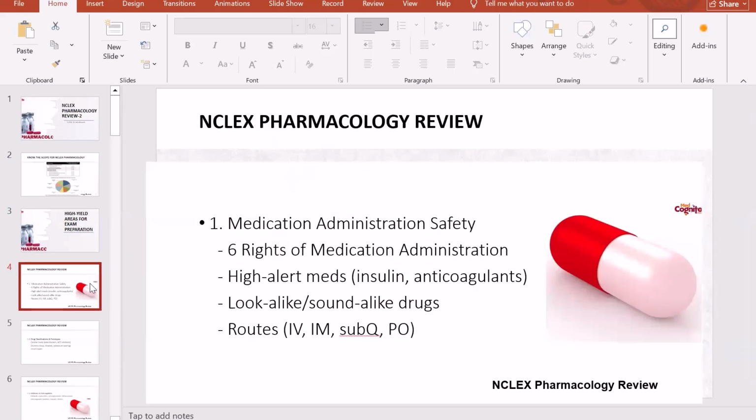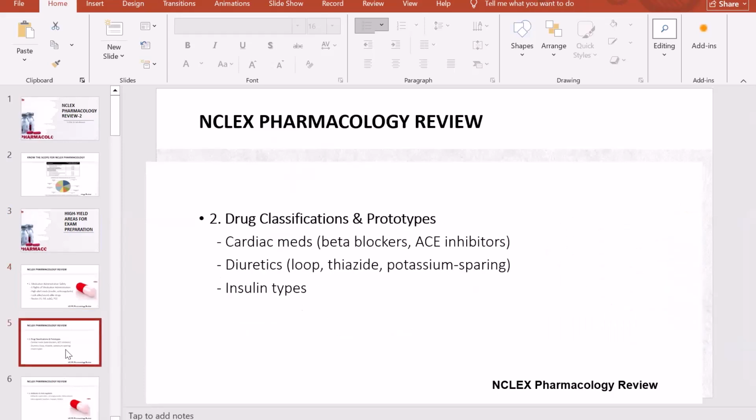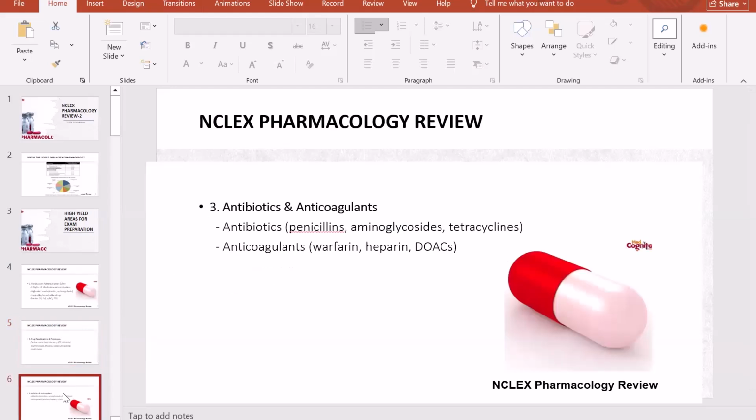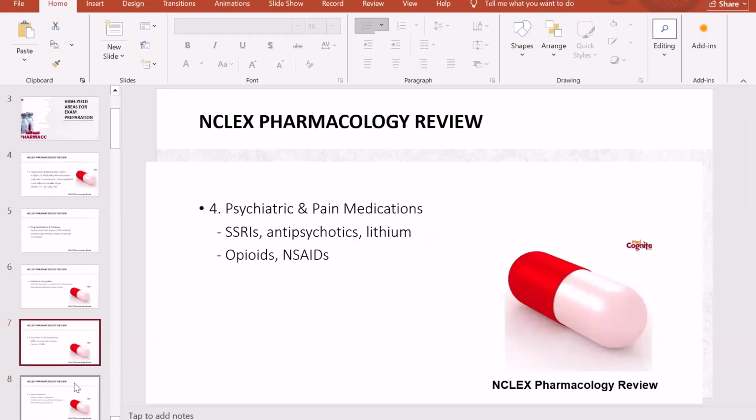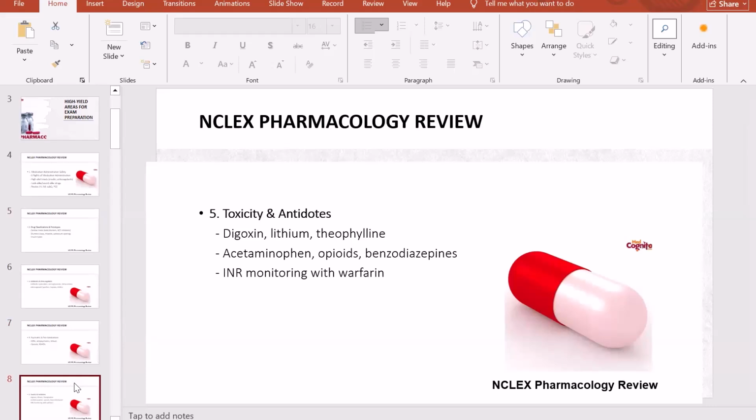So this is to help you have an idea. We went through it last week, so let me quickly run through it. Areas you have to cover for pharmacology: it's important you know medication administration and safety, drug classification and prototypes. You need to know about them. Antibiotics and anticoagulants, psychiatric and pain meds, toxicity and antidotes.